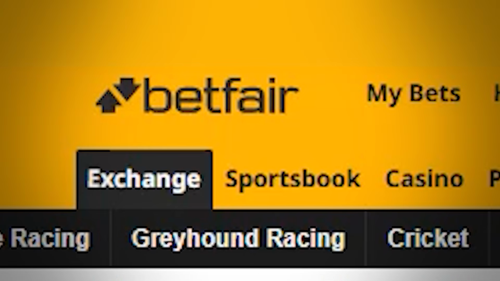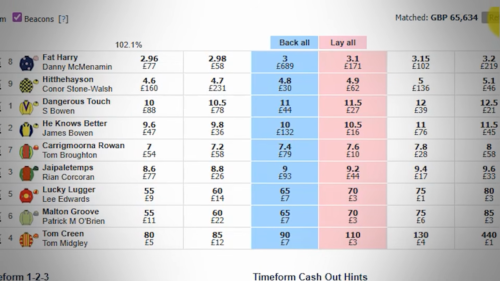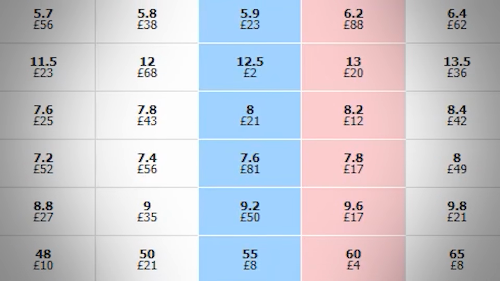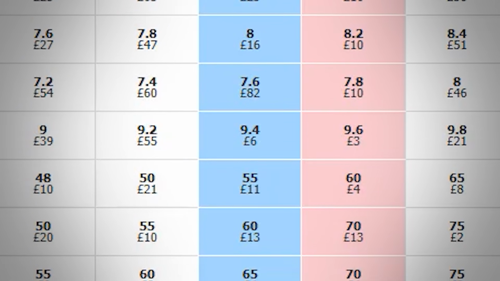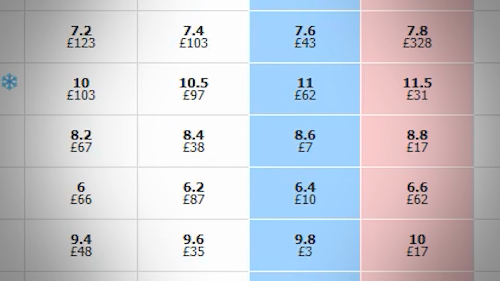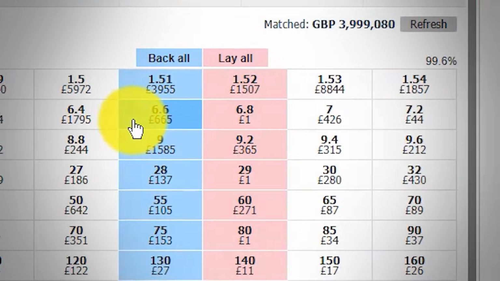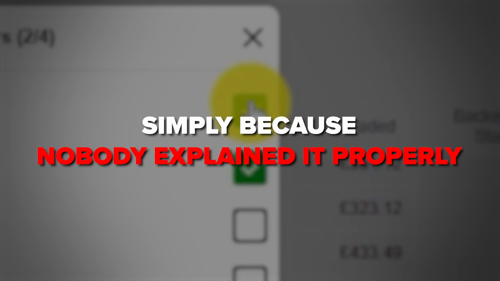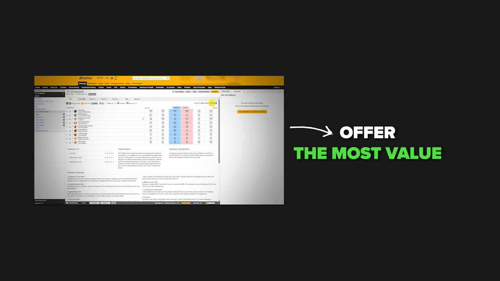If you've ever opened a betting exchange, you've probably felt overwhelmed by a screen like this. Pink odds, blue odds, money sitting under each price, and then there's new terms like liability, staking, lay-in, and of course, decimal odds. Most beginners place one or two random bets, get confused, and give up, simply because nobody explained it properly, even if they know that exchanges offer the most value.